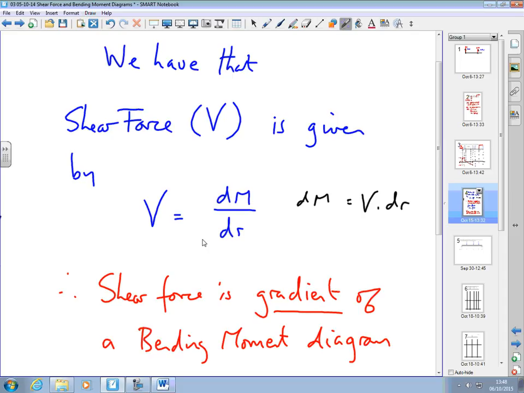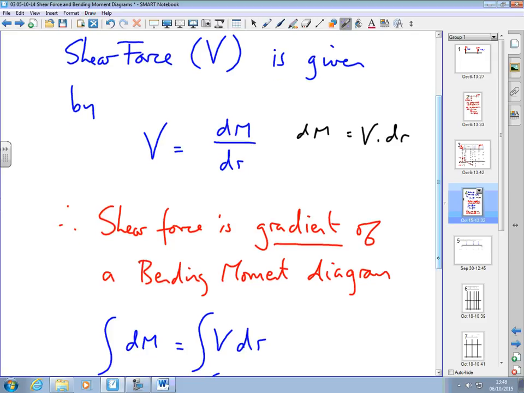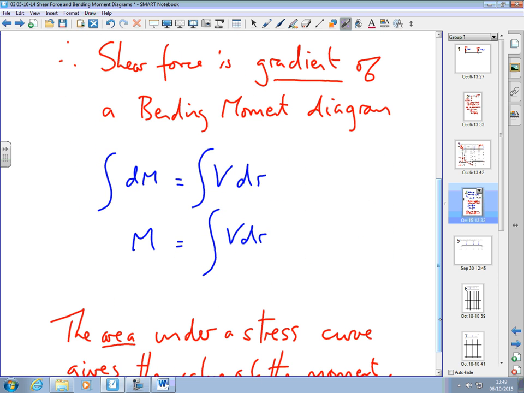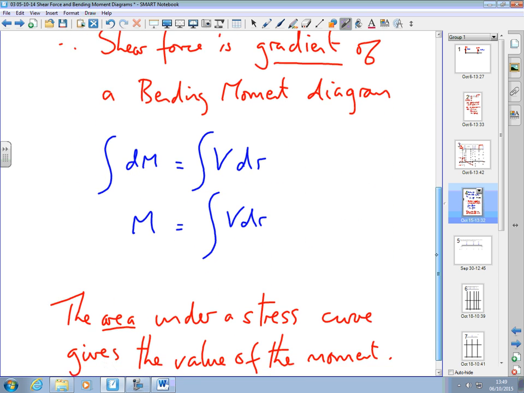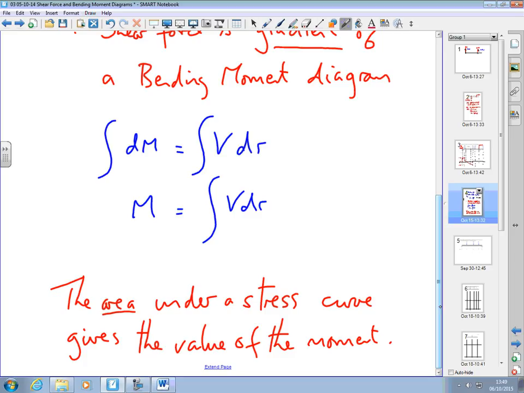The rate of change of moment with radius, which is the differential. And so it turns out that the shear force is the gradient of a bending moment diagram. So if I want to know what the gradient of a bending moment diagram at any point is, it's the shear force. And equally, this symbol represents what's called the integral, the other calculus thing that we're going to talk about. That gives us the area under a curve, which gives us a value of the moment at any point.